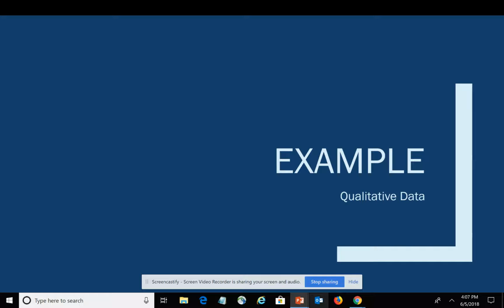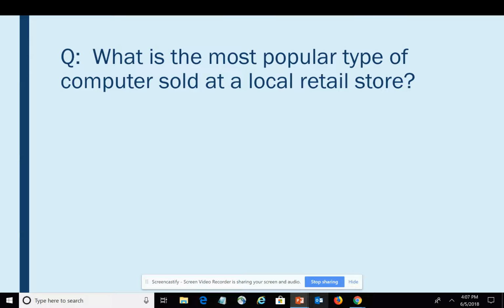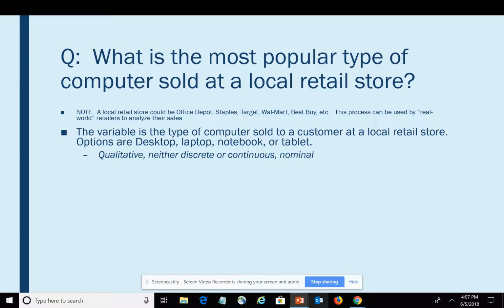All right, let's walk through another example together, real quick, so you'll have another one to refer back to. Beginning with the question, what is the most popular type of computer sold at a local retail store? We need to think about what our variable is. What information are we going to collect? We need to collect information about the type of computer sold to a customer at a local retail store. And the options at the store are a desktop, laptop, notebook, or tablet.